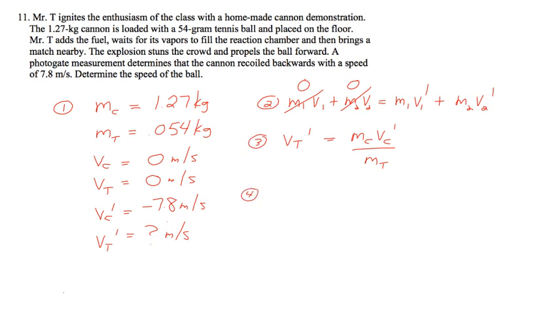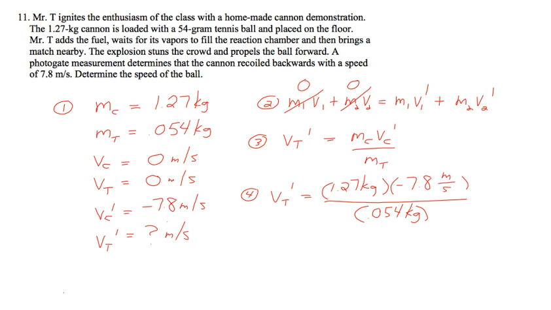So my step 4 is the velocity of my tennis ball is going to equal the mass of the cannon times the velocity of the cannon after the explosion divided by the mass of the tennis ball. So the mass of the cannon is 1.27 kilograms. The mass of the tennis ball is 0.054 kilograms. The velocity of the cannon after the explosion is negative 7.8 meters per second.